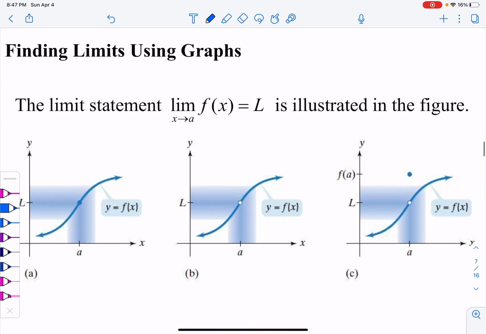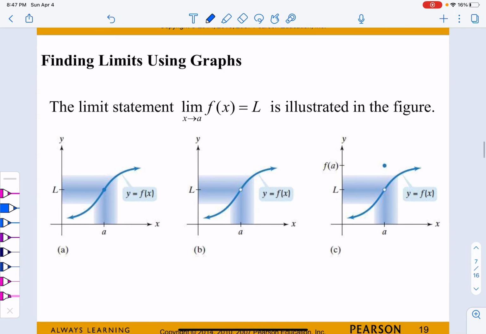So what happens when we look at some graphs? It says the limit statement, the limit as x approaches a of f of x is equal to L, is illustrated in the figure. There are 3 different types of graphs we're going to evaluate. The first one, as you can see, goes from left to right. All along that function, there is something on that function. As x approaches a, we have a limit L. We have a filled in circle.